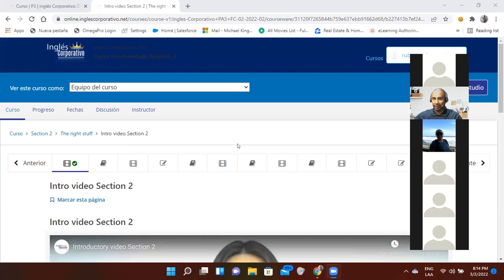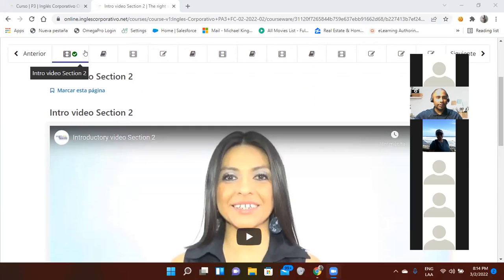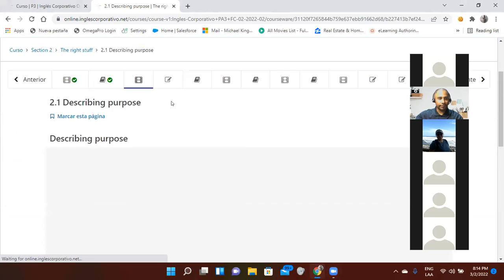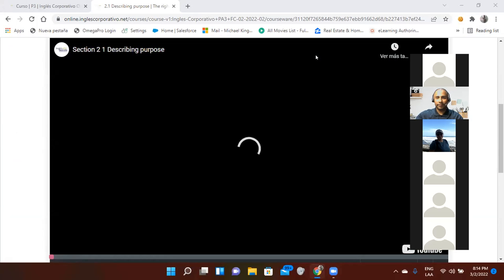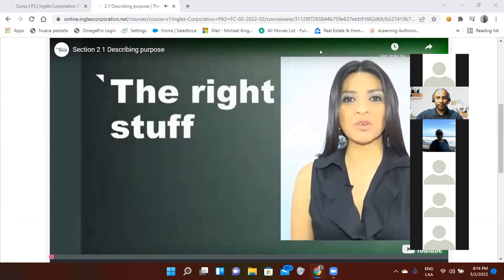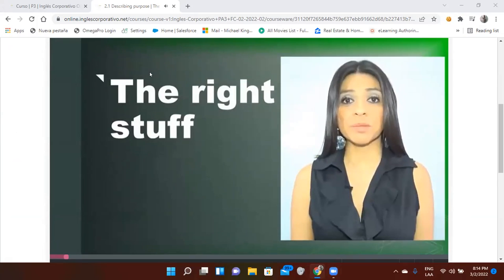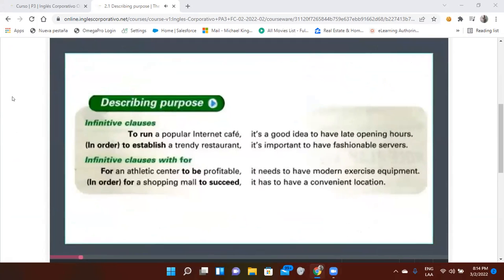Okay, so today we're going to move forward, and we're going to be looking at the following activity, section 2.0. By the end of this lesson, participants will understand how to use infinitive clauses to describe purpose. Please take note. For you to be fluent in English, you need to keep up with all the lessons. So stay and learn how to describe purpose using infinitive clauses.